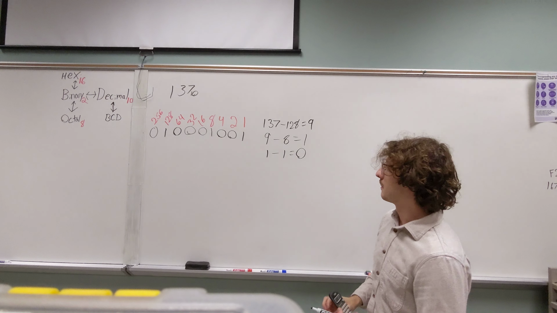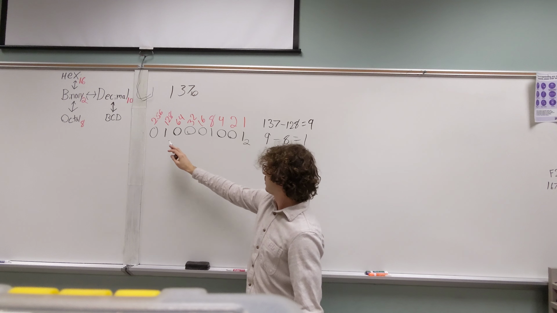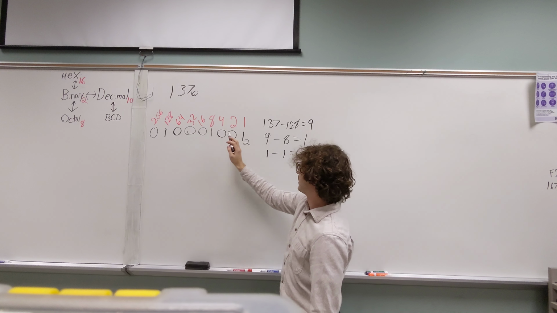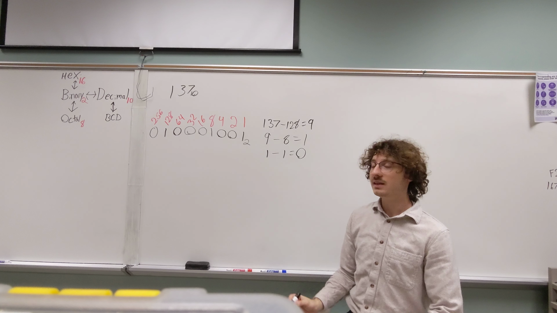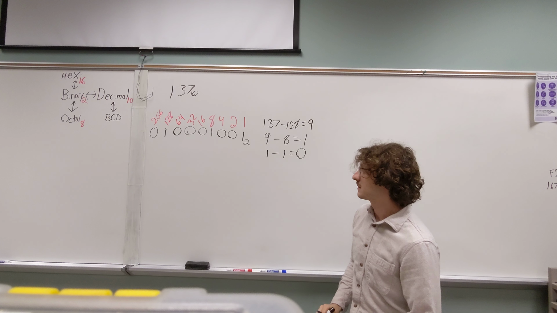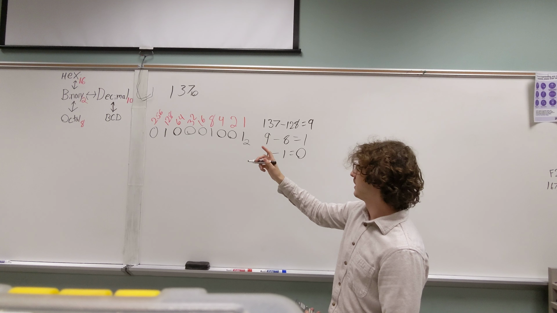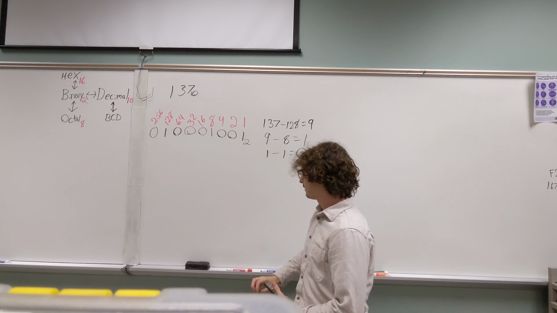So we did it. Our binary number, here base 2, is going to be 1, 0, 0, 0, 1, 0, 0, 1. And that's it. So now we've got our decimal number in binary. Now what if I wanted to take this a step further? We can take this binary number and go ahead and put it into octal.